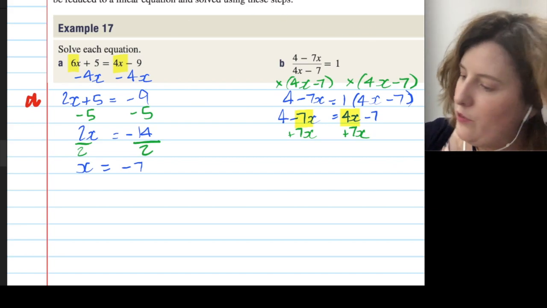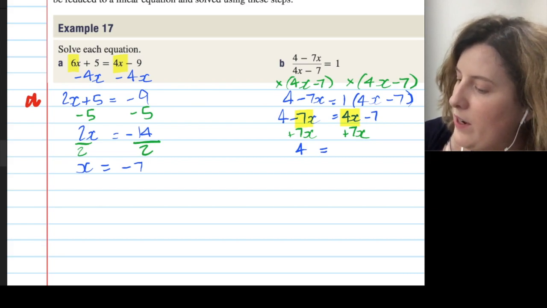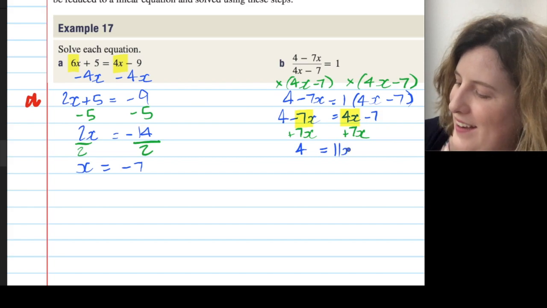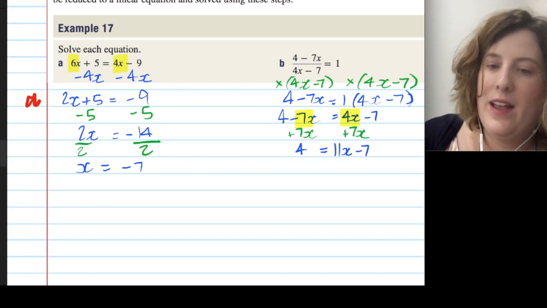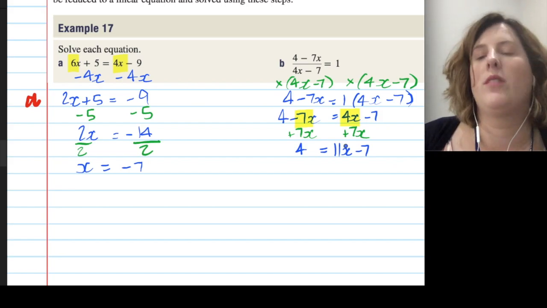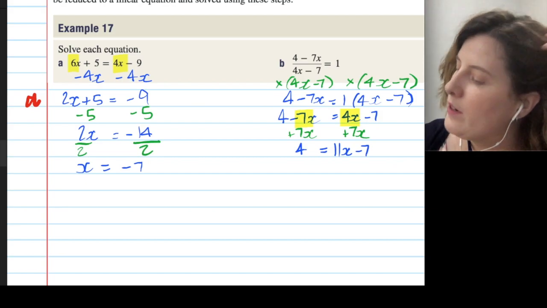And we end up with 4 on the left-hand side. 4x take 7 plus 7x, that's 11x take 7. Now I've got x on its own, even though it's on the right-hand side, no worries. I'm going to add 7 to both sides, get rid of that annoying 7.